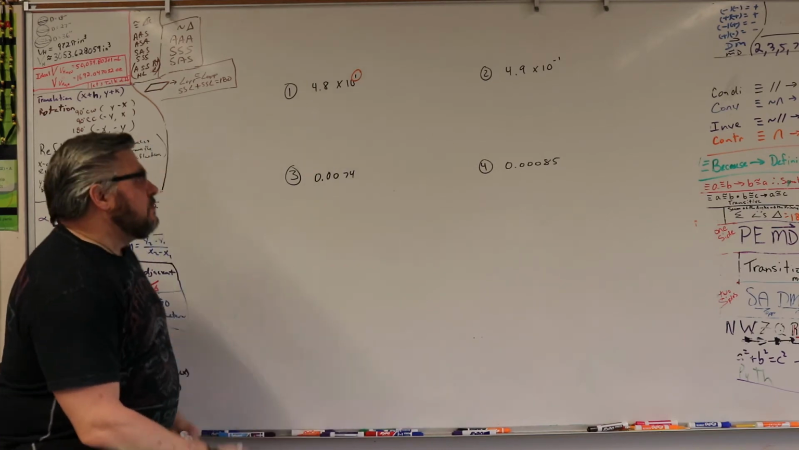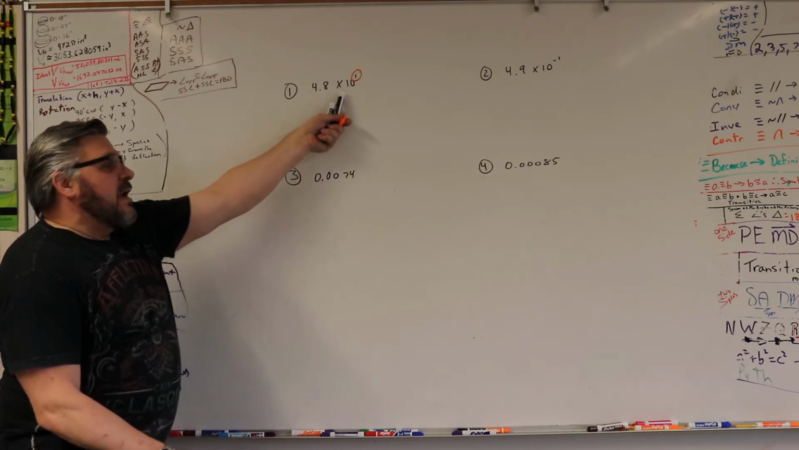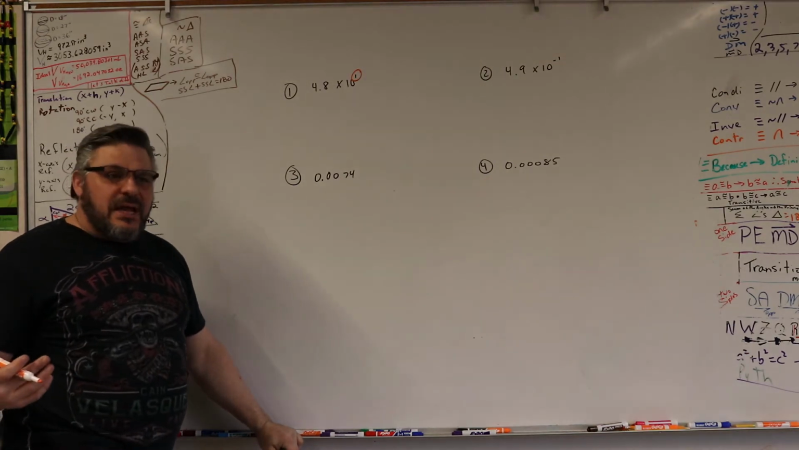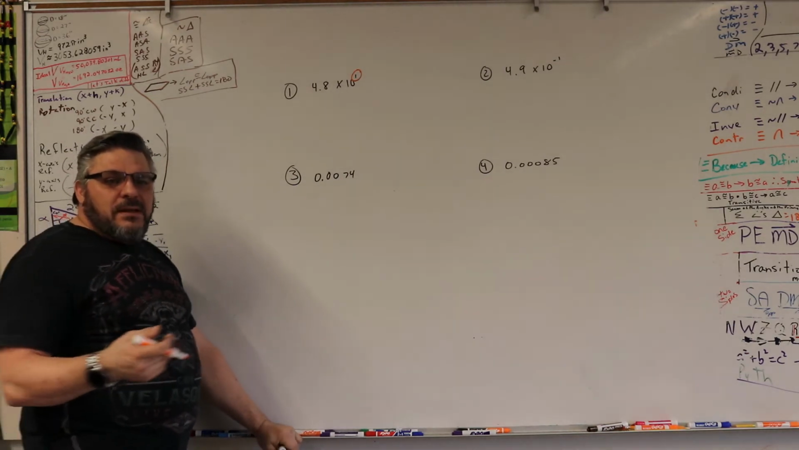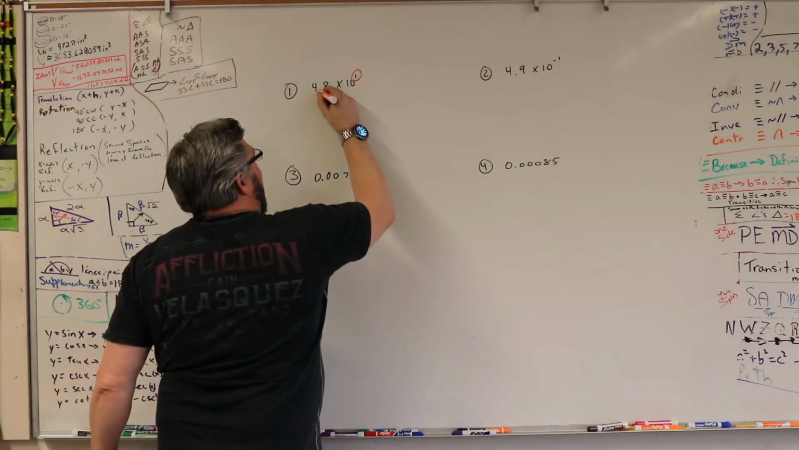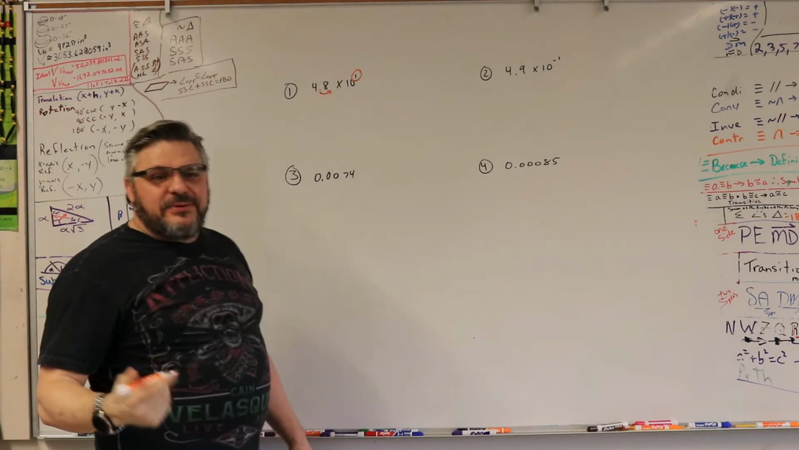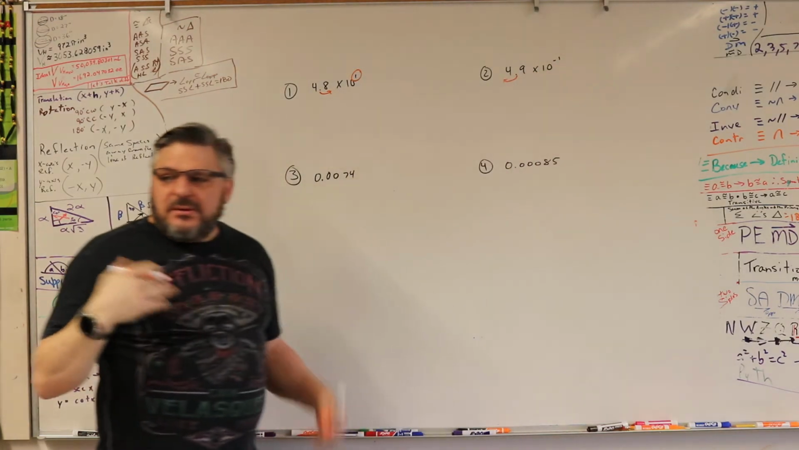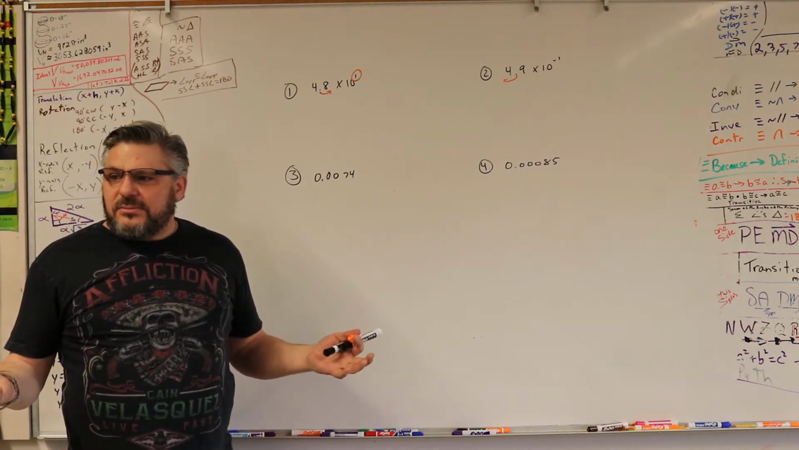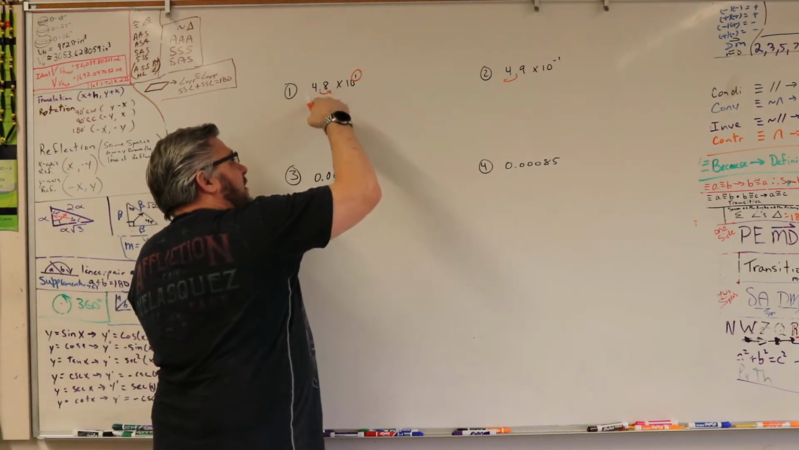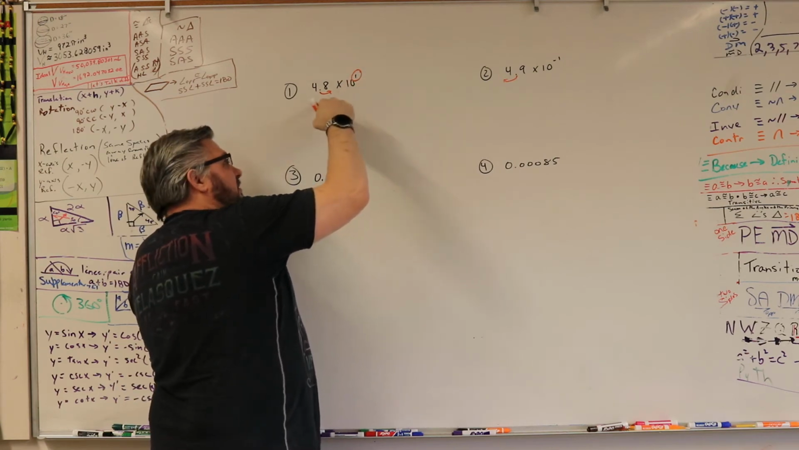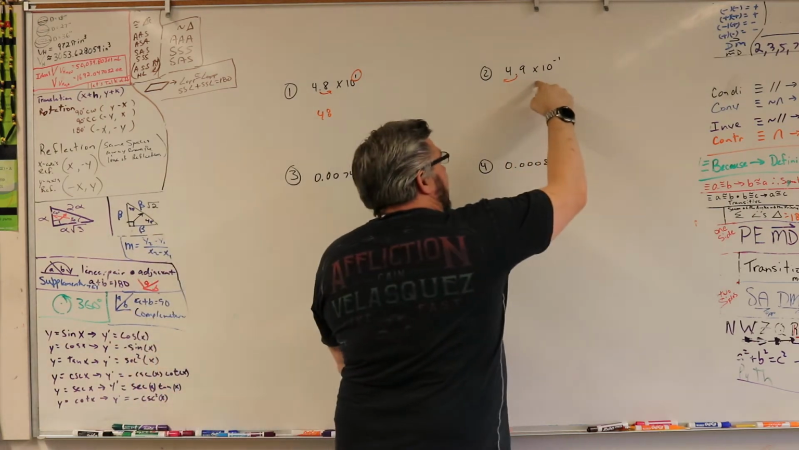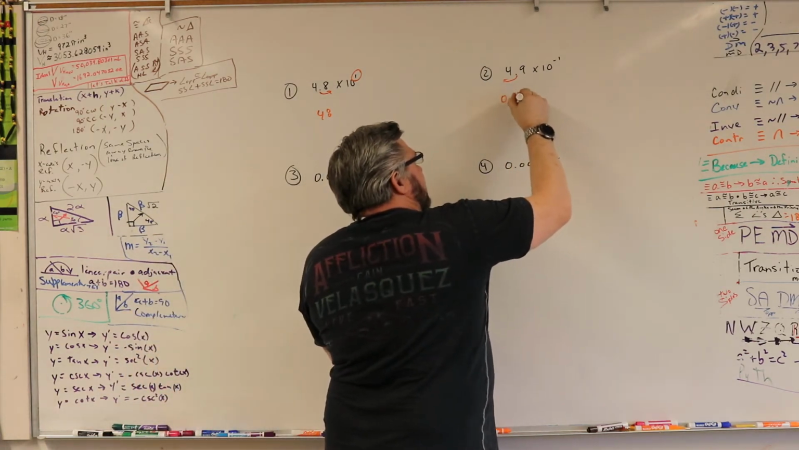So you take whatever the tens are and you move the decimal over that many places. That's all you're doing. If I'm moving it one place to the right because the exponent is positive, or one place to the left because it's negative, that's it. So again, if it's positive, I move it to the right. That's a 48. Negative, I move it to the left. 0.48.